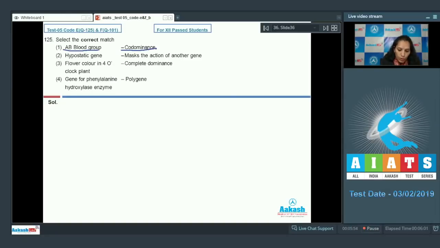AB blood group, codominance. Yes, AB blood group in humans shows codominance. Both the alleles can express themselves together. So this is true. Second, hypostatic gene masks the action of another gene. No. The gene which masks the action of another gene is called the epistatic gene, and the gene whose function has been masked is called the hypostatic gene. So this is wrongly matched.